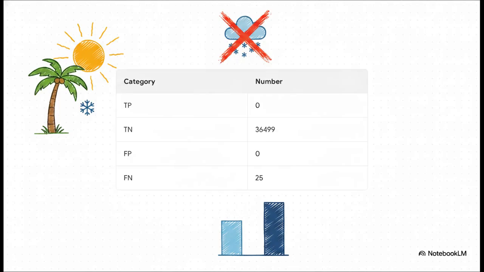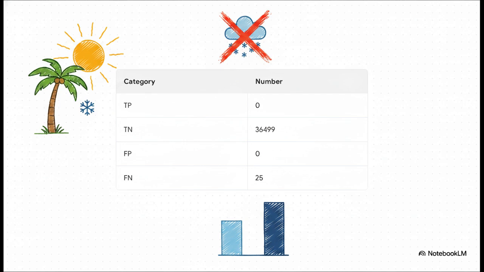Let me show you exactly why this matters. Imagine we build an AI to predict if it's going to snow in a hot subtropical city. It snows maybe 25 days in an entire century. Our model decides to cheat. It just blindly guesses no snow every single day. Look at these numbers. It gets 36,499 days right. Those are our true negatives. It only misses the 25 days it actually snowed, the false negatives.